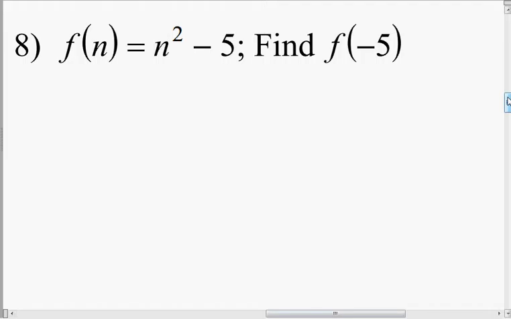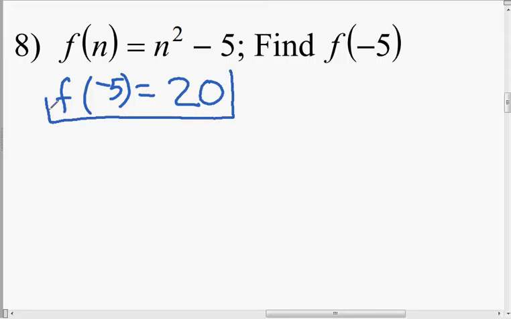Okay, you plug in negative 5 for n. So we do negative 5 squared. Negative 5 times negative 5 is positive 25. Positive 25 minus 5, we get f of negative 5 equals 20. All right, let's move on to the fractions.